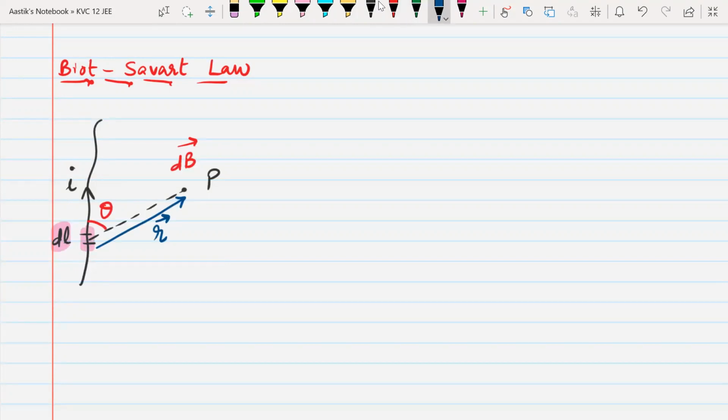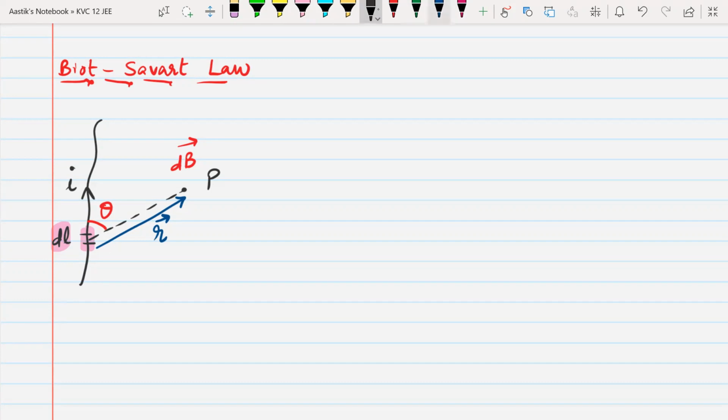Here there are three vectors. Can anyone tell me what those three vectors are? There are three vectors. One vector is the dB vector, where dB means small magnetic field. One is the r vector, and one is the current carrying element vector. Do we understand this?